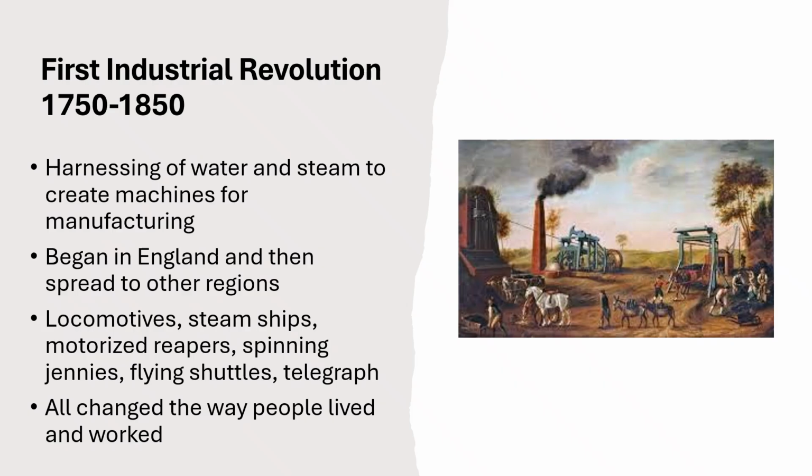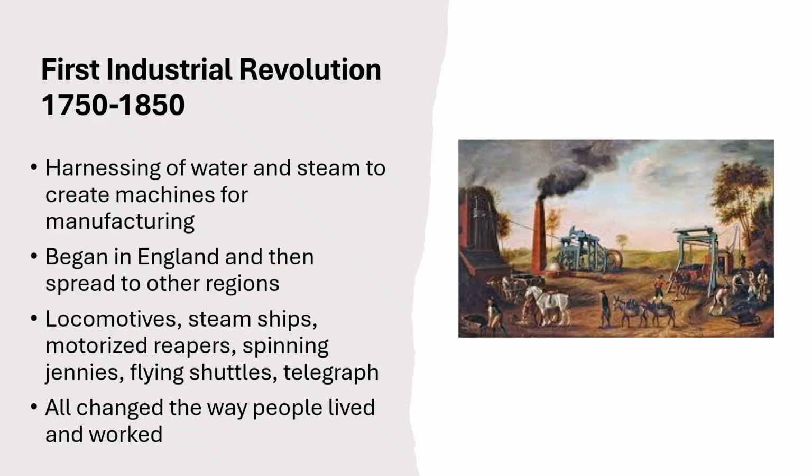Spinning jennies and flying shuttles. Spinning jennies were big spools of thread. They would spin big spools of thread so that it no longer needed to be done by hand. Flying shuttles were mechanized weaving machines, so they could take that thread and weave it. So both spinning jennies and flying shuttles were huge in the textile industry, and the textile industry is going to boom coming out of the first industrial revolution.